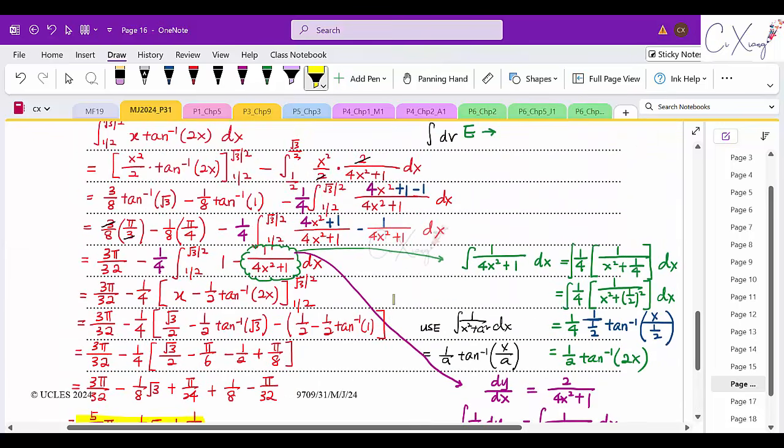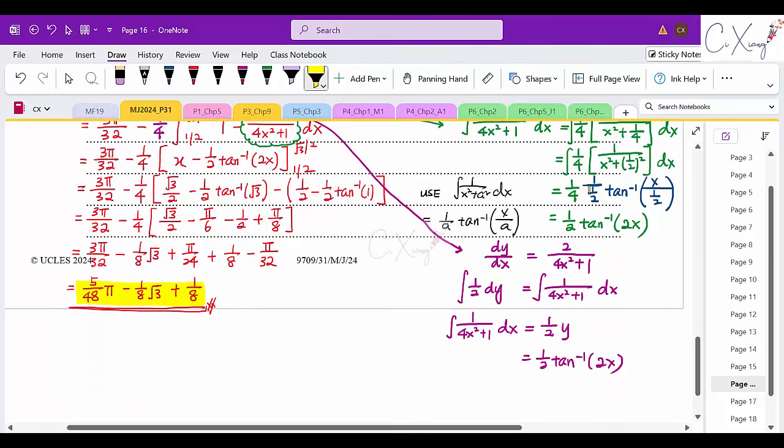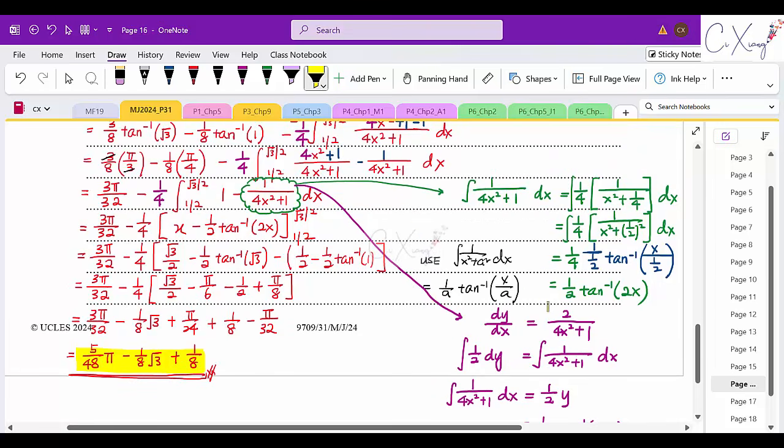The trickier part for this question is actually this one. You have to really think and identify what is the correct technique that you should use for the integration. Here I show you two different techniques so that you at least have the option to know how to get the integration for 1 over 4x squared plus 1. So this is what we have for the whole paper in May-June 2024, paper 3-1. Thank you very much for watching the video.